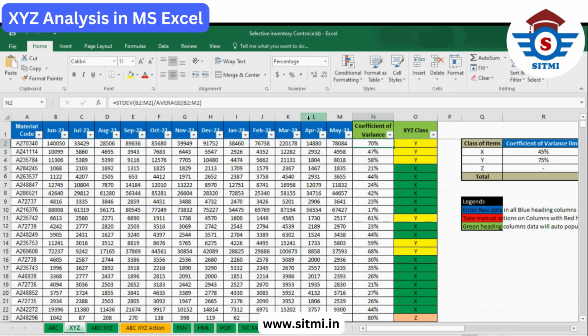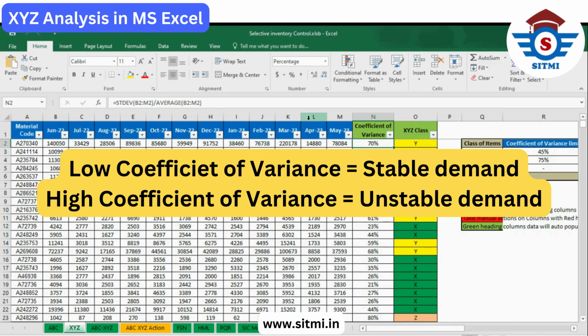Now what is the coefficient of variance? You can definitely go and see that it is a statistical formula, but in our language, let's understand it this way: if the coefficient of variance is low, that means the demand is more stable. But if the coefficient of variance is on a higher side, that means demand is unstable.